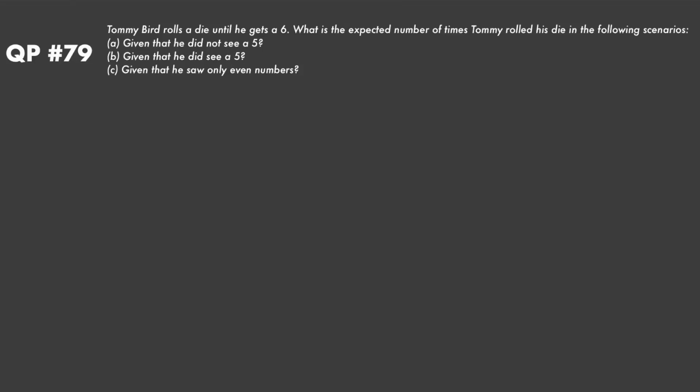Hello everyone, today let's take a look at QP79, a very unintuitive problem in my opinion. We basically have our friend Tommy Bird here who rolls a die until he gets a 6. So what is the expected number of times he rolls his die in each of the following scenarios? So part A first, given that he did not see a 5.